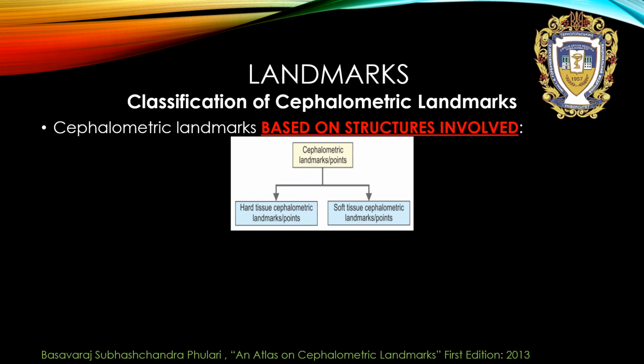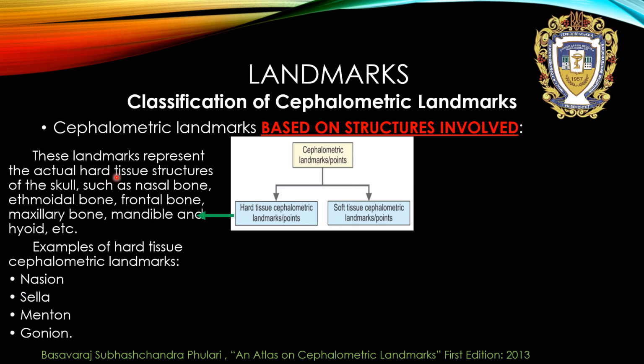Another classification: cephalometric landmarks based on structures involved. Based on hard tissue cephalometric landmarks and soft tissue cephalometric landmarks and points. Hard tissue cephalometric landmarks and points represent the actual hard tissue structures of the skull, such as nasal bone, ethmoidal bone, frontal bone, maxillary bone, mandible and hyoid, etc. Examples of hard tissue cephalometric landmarks are nasion, sella, menton, gonion, and others.